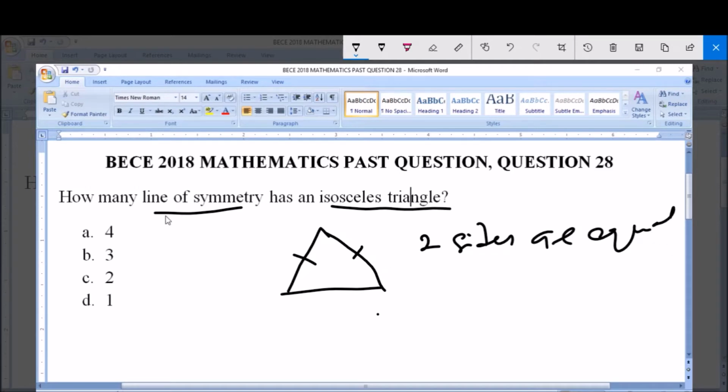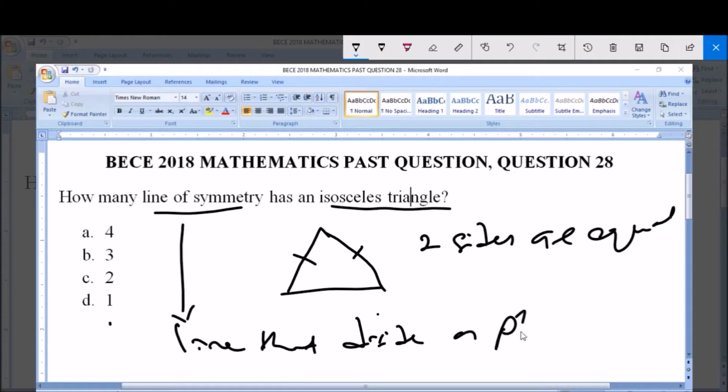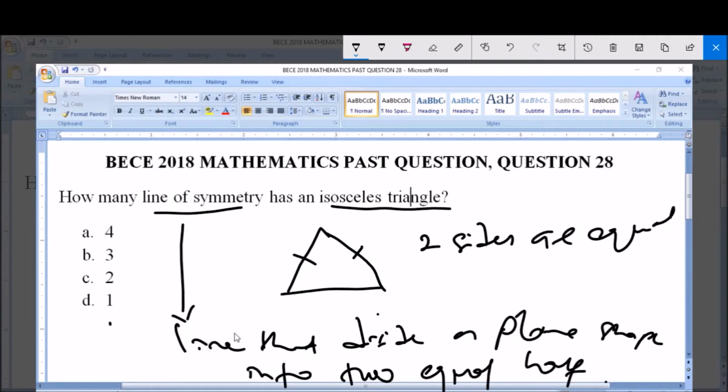Now, a line of symmetry is simply a line that divides a plane shape into two equal halves. That is the line of symmetry.